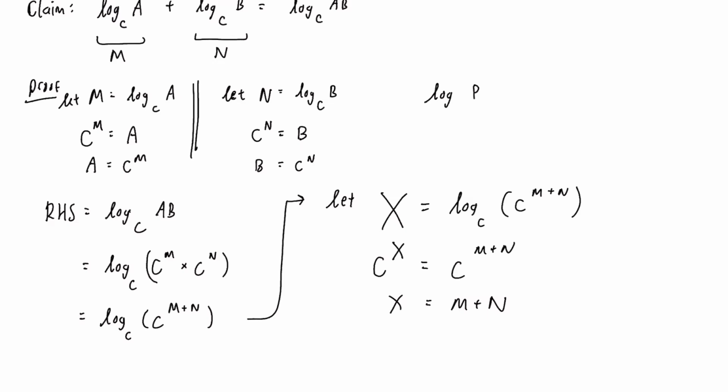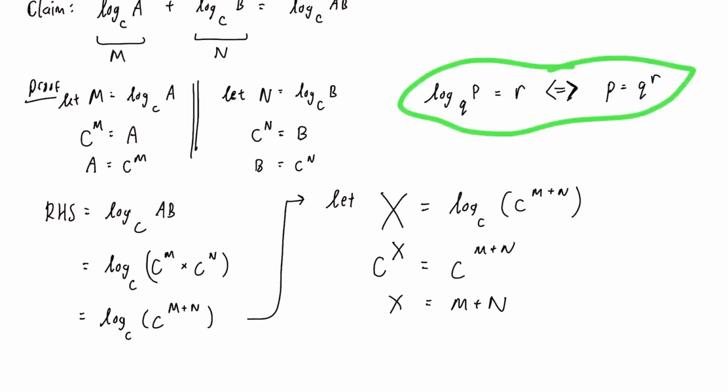So this is by definition only, no rules involved, just the very first definition, which is that log of P base Q equals R is logically equivalent to P equals Q to the power of R. Just bring the base over. Everything is built on definitions.